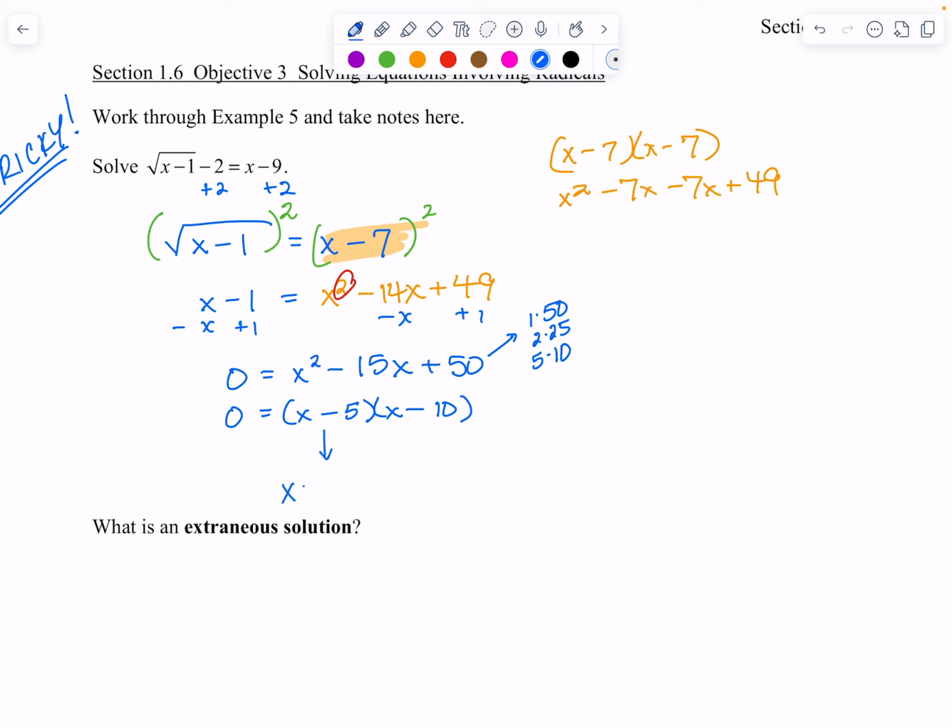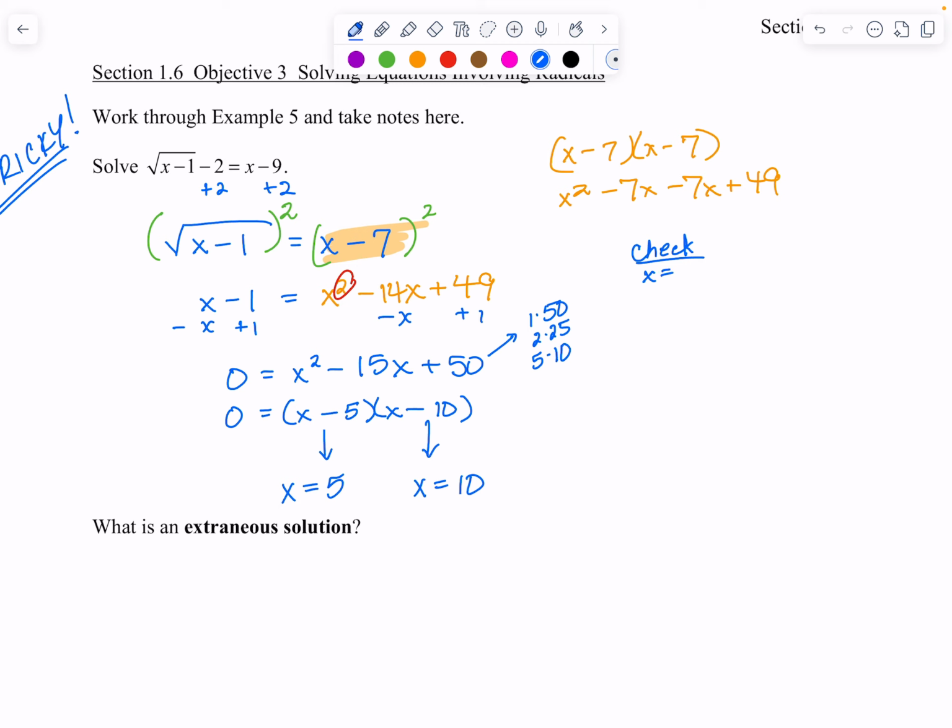So this answer is going to be 5, and this answer is going to be 10. Normally I would just circle it and be done, but we've got a square root. Sometimes when you have a square root, things don't quite work out. So we're going to check both of these.